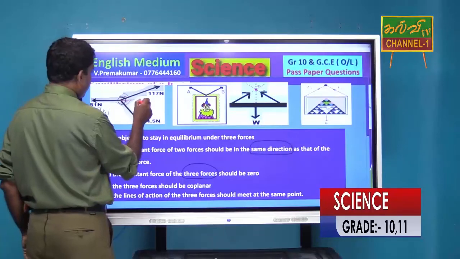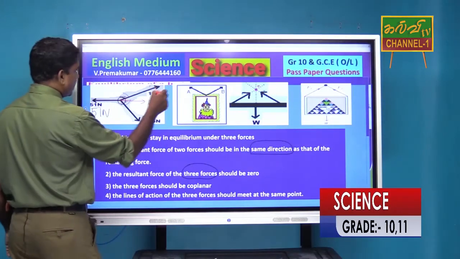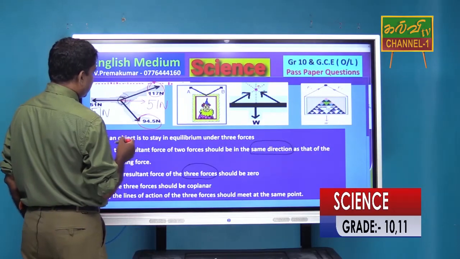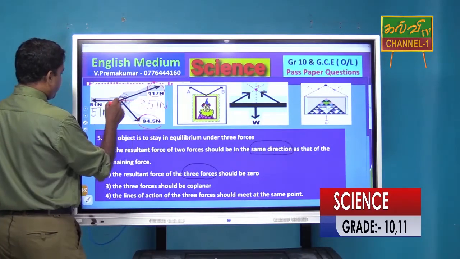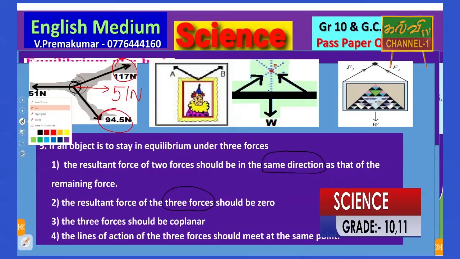the resultant force of these two Newtons is also 51. Now when you find the resultant force, what will happen? 51 minus 51, what is it? It is equal to 0.